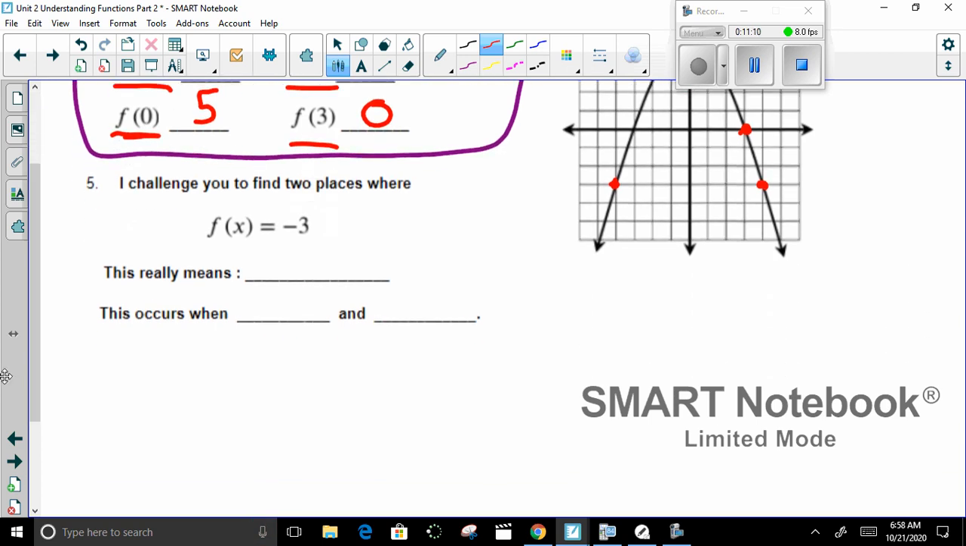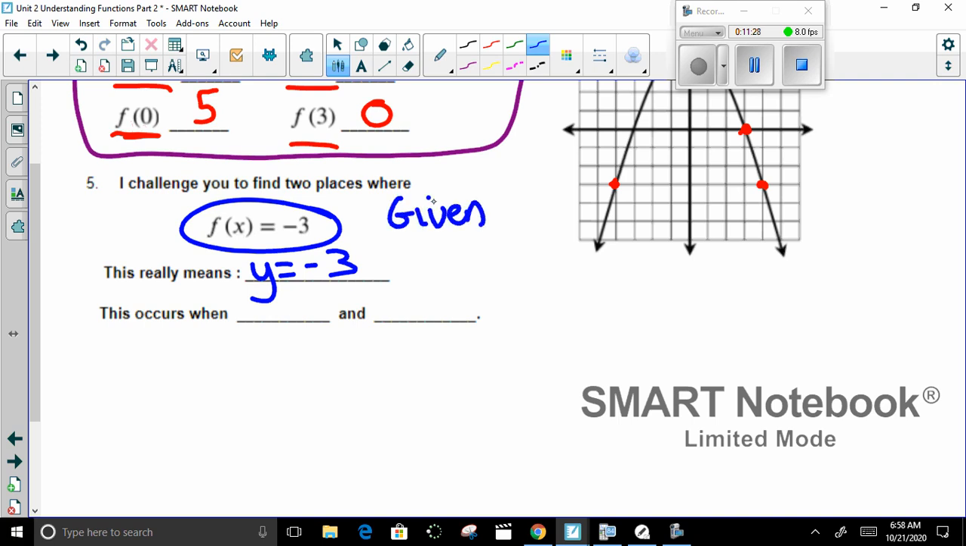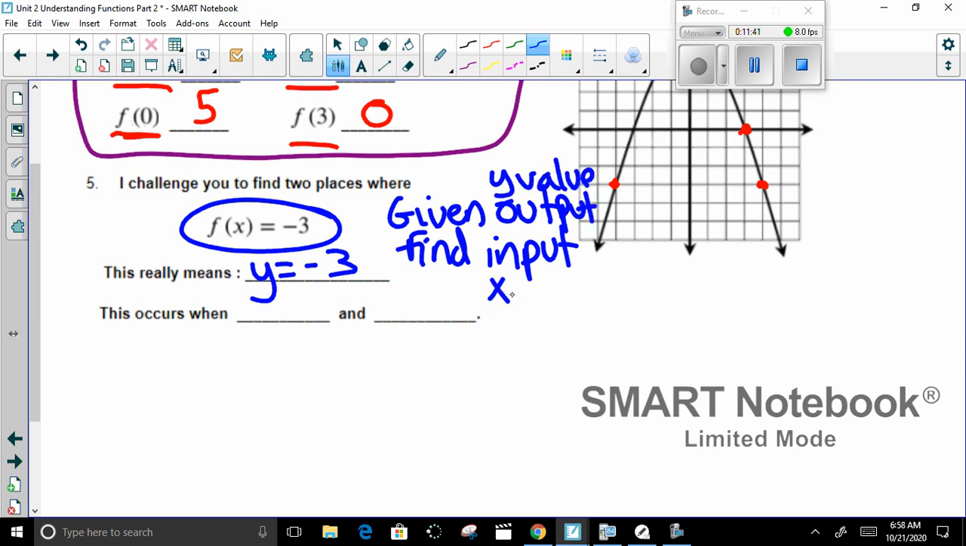All right, now this is a little bit different. Now they're giving you f of x equals -3. Remember, this really means that y equals -3. So you're given the output, which is the y value. You need to find the input, which is the x value.